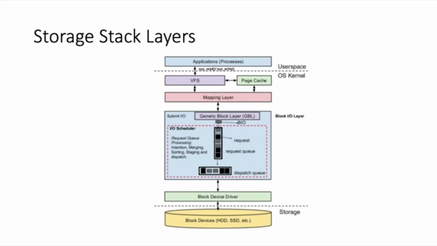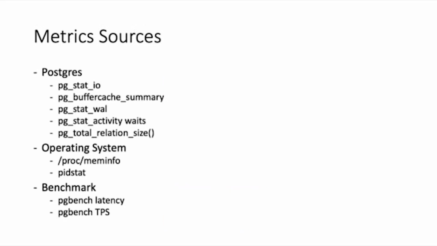And so getting an idea of what's happening at each level, you can use different tools for that. So for the purposes of this presentation, for the benchmarks I'm going to talk about, these are the sources that I used. So I used pg_stat_io, which is a view in Postgres. I used pg_buffercache, well, that's actually not syntactically correct, but anyway, I used pg_buffercache_summary, and I used statistics from pg_stat_wal. I used wait events from pg_stat_activity, and I plotted pg_total_relation_size over time.